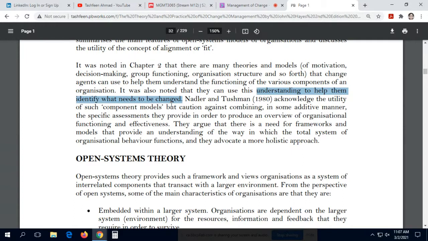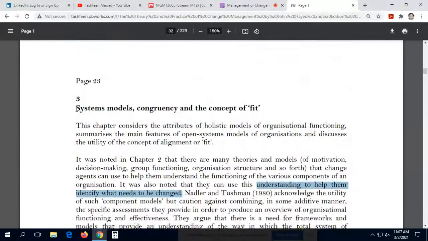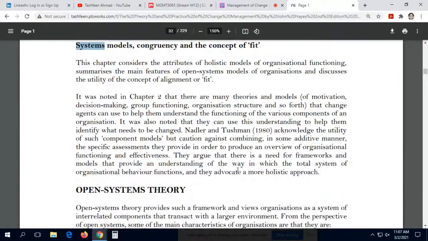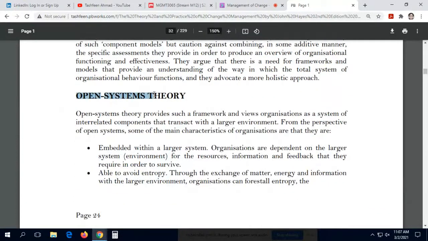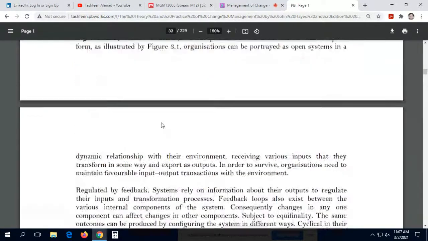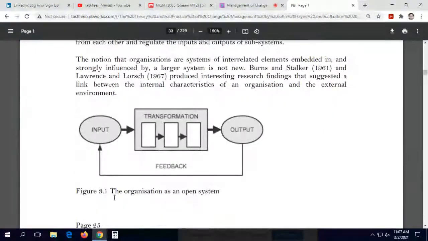What needs to be changed, and when is a good time to change it. In all the various types of systems which are involved in change management, you might get a little bit of familiarity with them. For example, open system. From the name, you might think that you don't know it, but I'm sure you know it very well. Let me show you this picture. Look at figure 3.1, the organization as an open system.